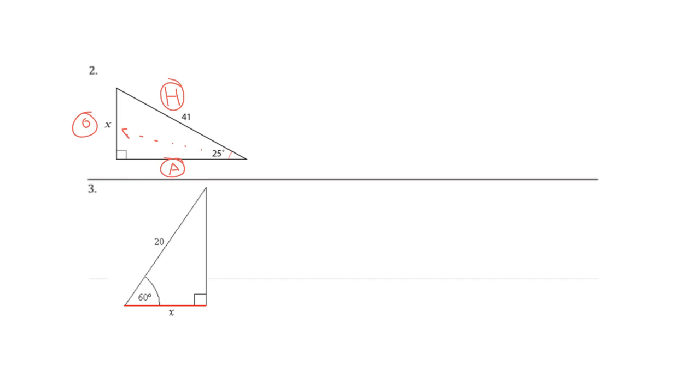So based on this, again, we're going to think about what I'm trying to find, which is the opposite side. What I already know is this 41 unit side here, which is the hypotenuse.